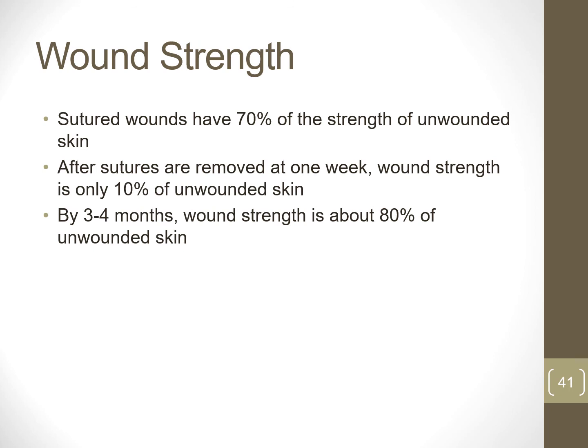So in terms of wound strength, sutured wounds have 70% of the strength of unwounded skin. And after the sutures are removed at 1 week, wound strength is only 10% of unwounded skin. So that's why you ask the patient to have, let's say, less movement and to stay in bed after that for a couple of weeks until the wound strength becomes more, in order to withstand any pressure or damage. By 3 to 4 months, the wound strength is about 80% of the unwounded skin.